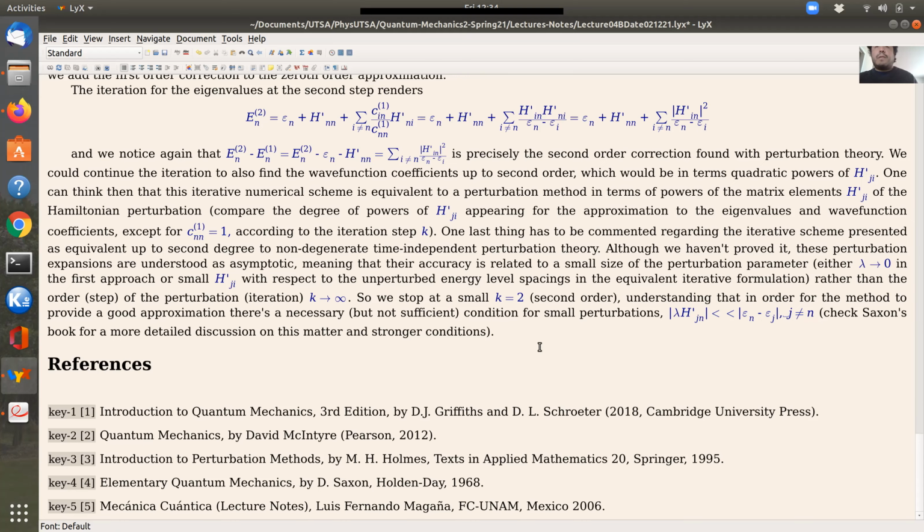So if you want to know more, my sources for consultation in terms of preparation of this class have been the Griffiths book, the McIntyre, another mathematical book in terms of perturbations by Holmes, the book of quantum mechanics by Saxon, and my own notes from when I was a student like you in physics.